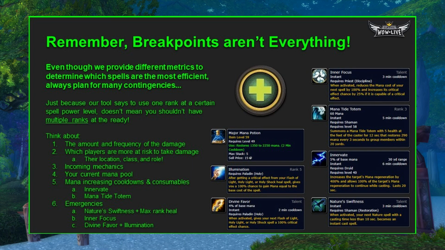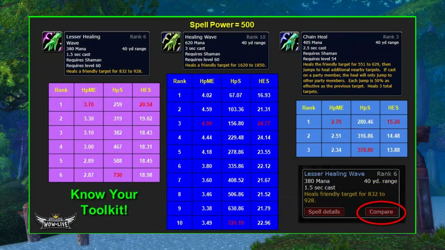Being a healer requires you to really think on your toes, and just having this knowledge with DpME and HPS is just part of it. You need to have that gut feeling really of when to use certain ranks over others, and that comes with practice. However, ladies and gentlemen, we're not done. There's still something else this tool can do for us.